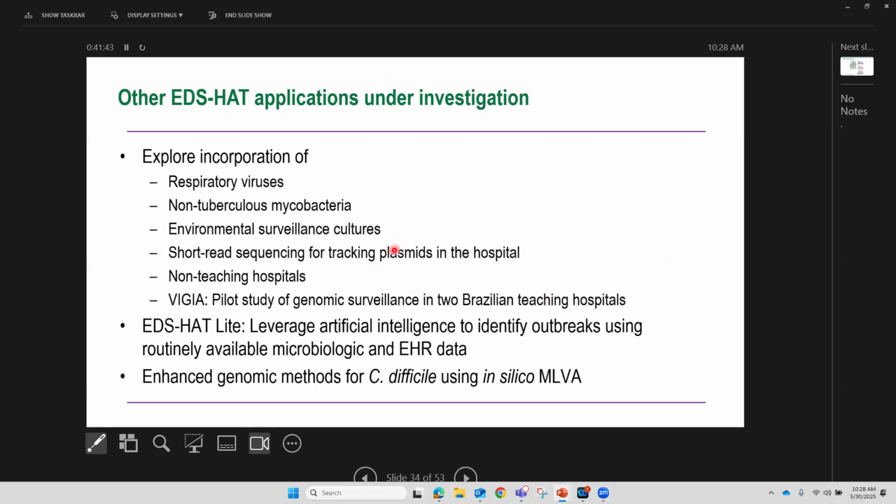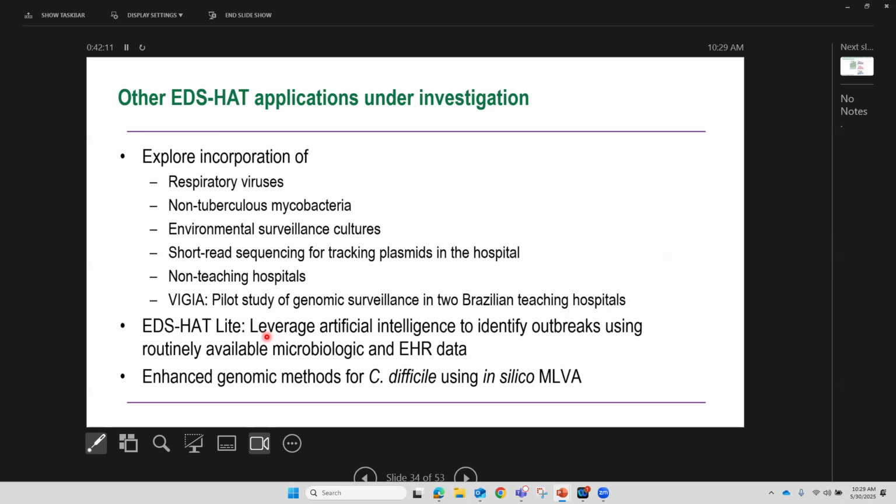We're also looking at an approach called EDSAT Lite, where we're asking, can you give up sequencing or sequence a lot less? So using routinely available micro data like AR data, MALDI-TOF data, which has sometimes been used to grossly cluster isolates, and then EHR data, can we identify outbreaks that way? We're working on it. I'm not overly optimistic, but that's still a work in progress.